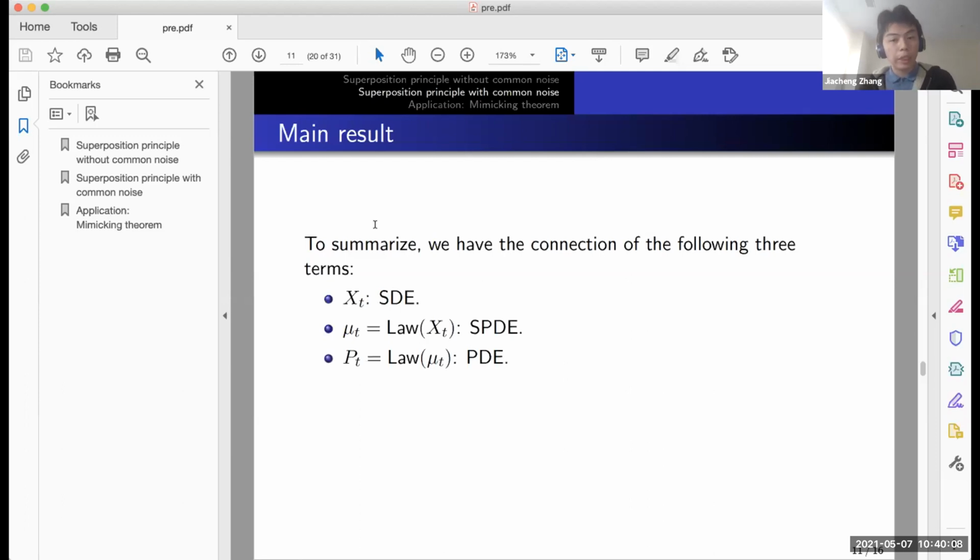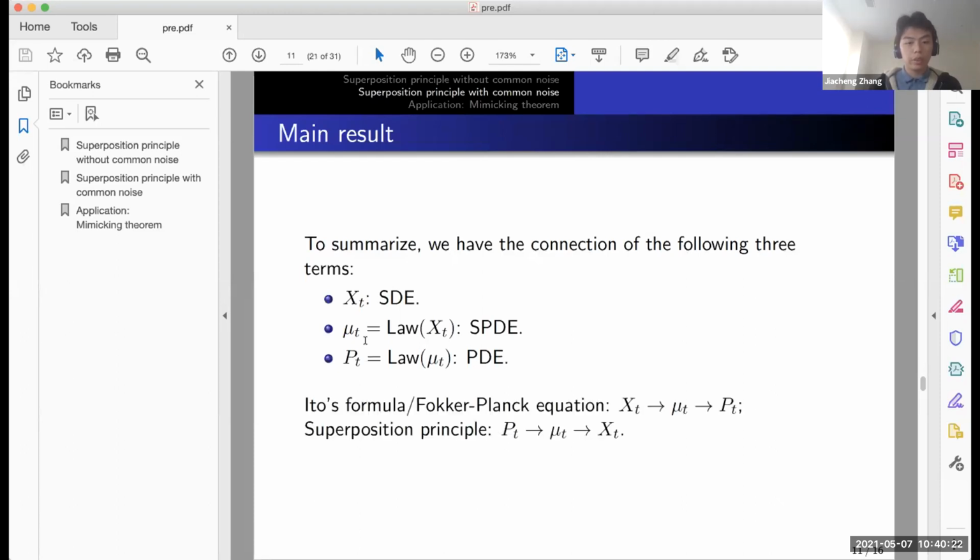So to summarize, we have this connection of the following three terms. First, this X_t satisfies some SDE, and this mu_t satisfies a stochastic Fokker-Planck equation, which is the stochastic PDE here. And then for the P_t, we have some PDE. So Ito's formula or the Fokker-Planck equation provides us a direction from X_t to mu_t to P_t. And in the other direction, the superposition principle provides the reverse direction, in the sense that starting from this P_t, we can construct some mu_t and then construct some X_t here.